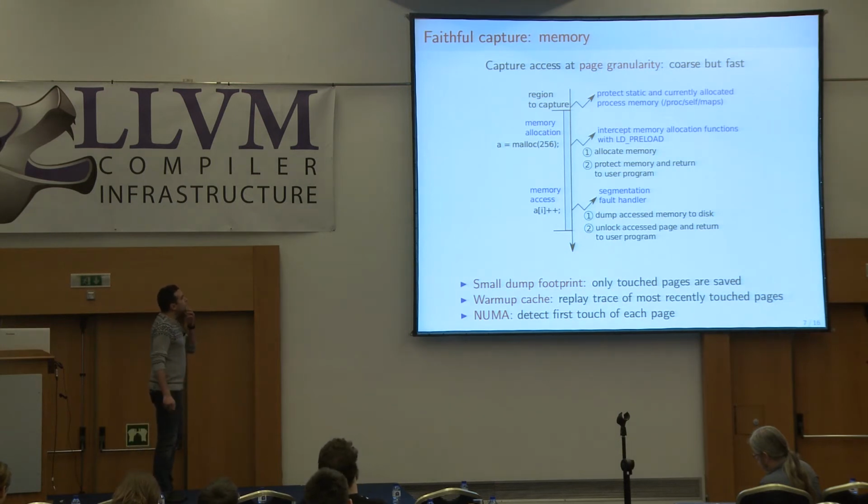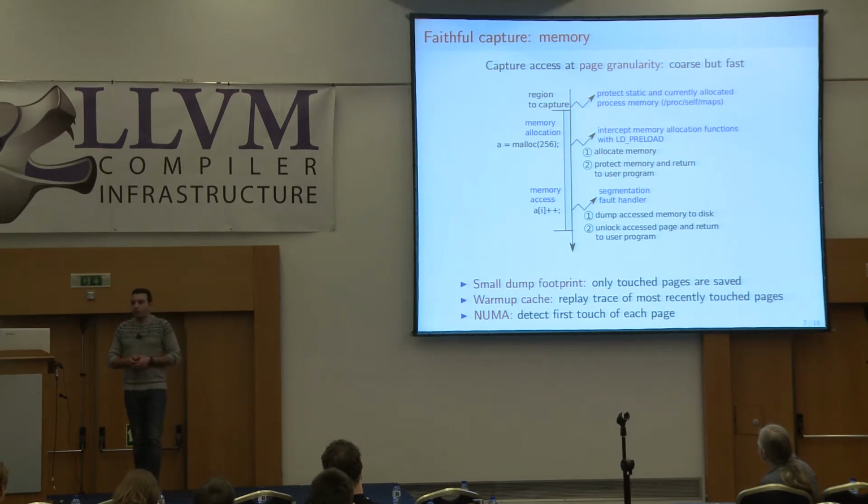So this slide shows how the memory capture works. Traditionally, to capture memory, we trace every memory access and we really save what is touched by this instruction. This is really precise, but also very slow. So we work at page granularity, so it's coarser, but also much faster.